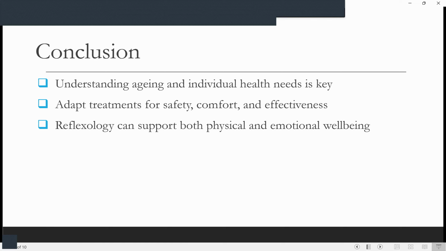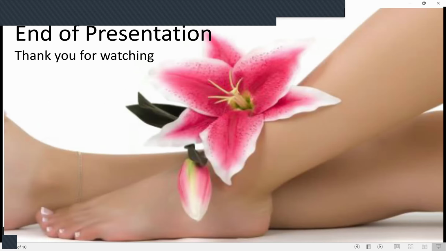Reflexology can support both physical and emotional well-being. And I think especially older people that are more isolated, that maybe don't see as many people, it can be really, really beneficial for them.